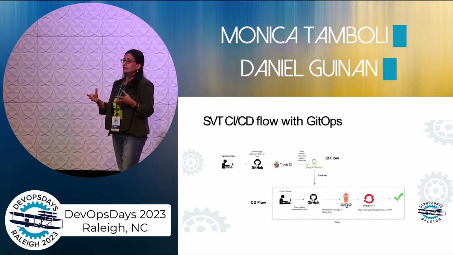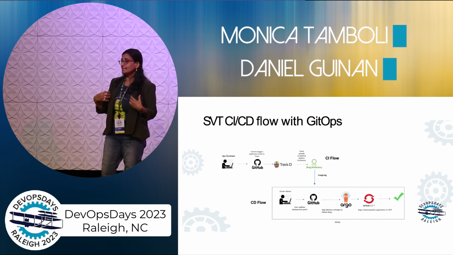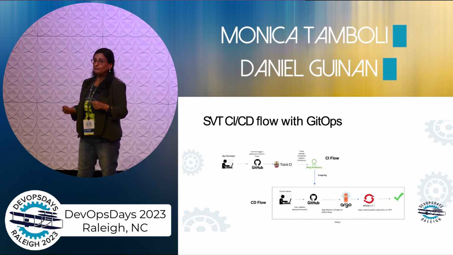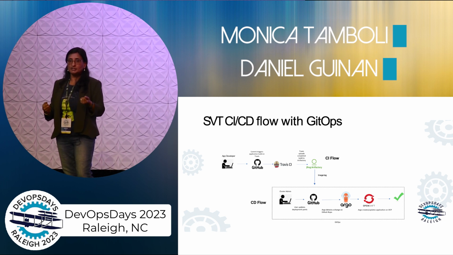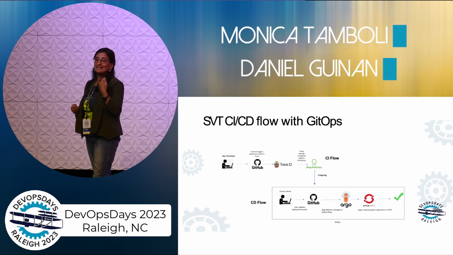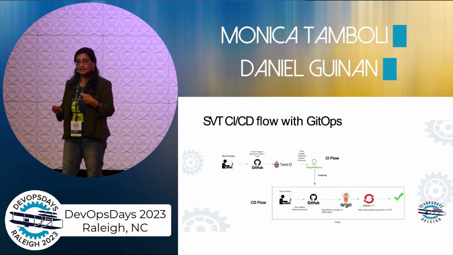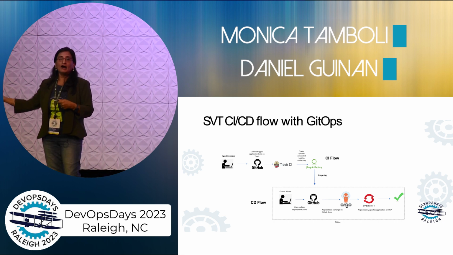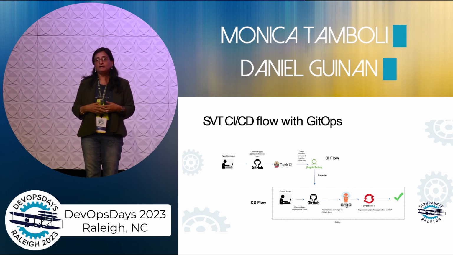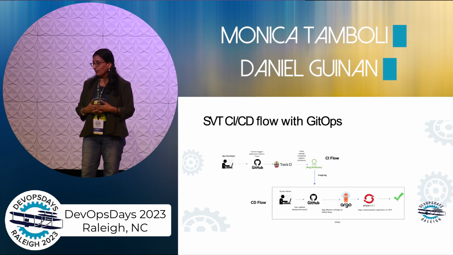So here's how our CI/CD flow looks. This is our continuous deployment flow. If we want to make a change to any of the applications deployed to the cluster, you make a change in your GitHub repository, and Argo will make that change, and now we have a cluster which has the desired state we want.